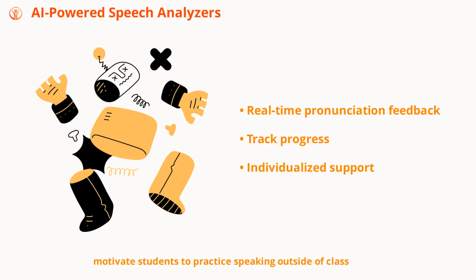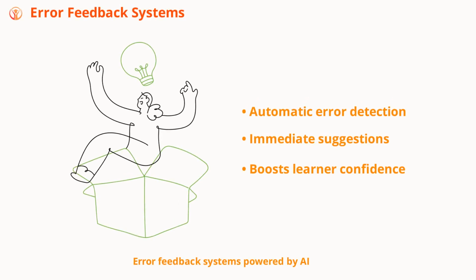Error feedback systems powered by AI can automatically detect and correct grammar, vocabulary, and pronunciation mistakes. These systems help learners notice their errors and provide suggestions for improvement. By receiving immediate, targeted feedback, students can make faster progress and develop greater confidence in their language skills.